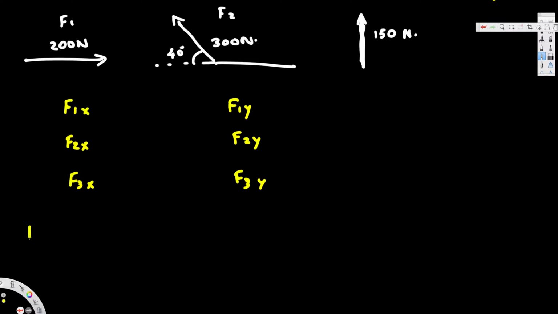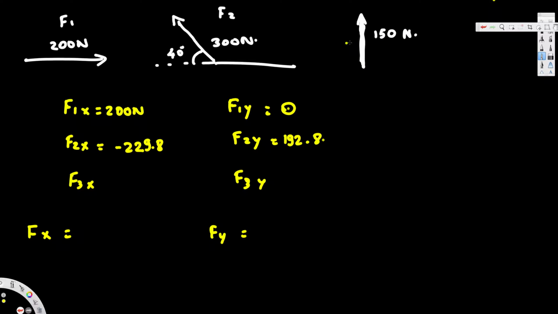We are trying to find the x and y components. Let's say Fx, Fy. For f1 we don't have any y component, this is straight horizontal, so this is going to be just 200 Newton, and here we are going to have 0. And f2x is going to be 300 cos 40, but we have to put a negative sign, and that's going to be negative 229.8. And for f2y we can use 300 sine 40, and it's going to be positive because we have this one in the positive y direction, right? So this is going to be positive, and that's going to give us 192.8.